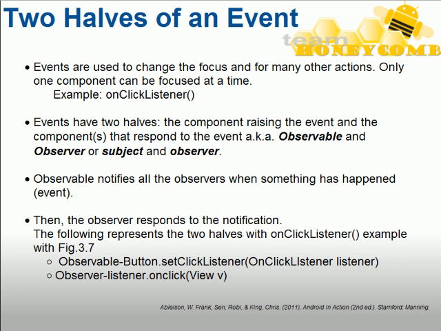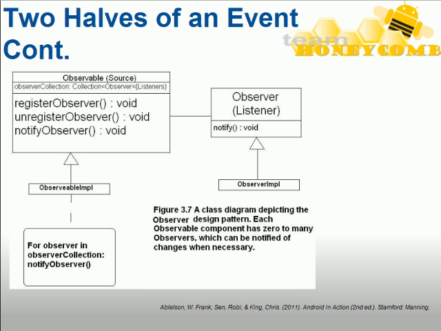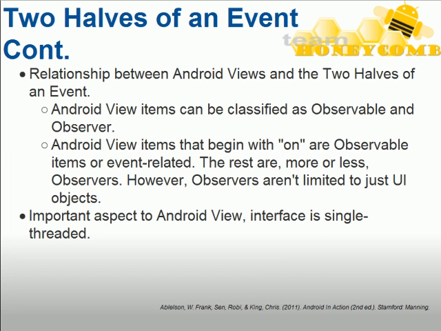The following represents the two halves of the on-click listener example with Figure 3.7, the observable button and the observer listener. Figure 3.7 is a class diagram depicting the observer design pattern. Each observable component has 0 to many observers, which can be notified of changes when necessary.